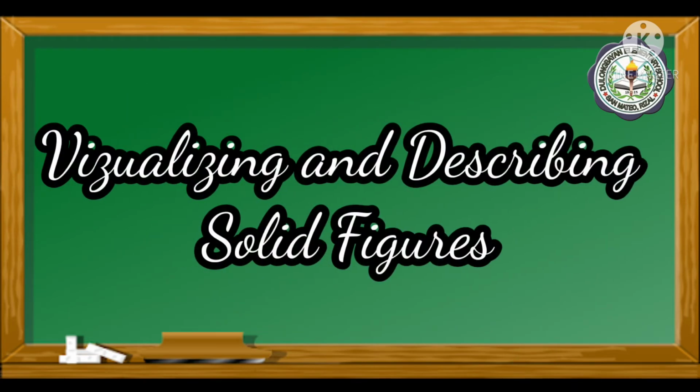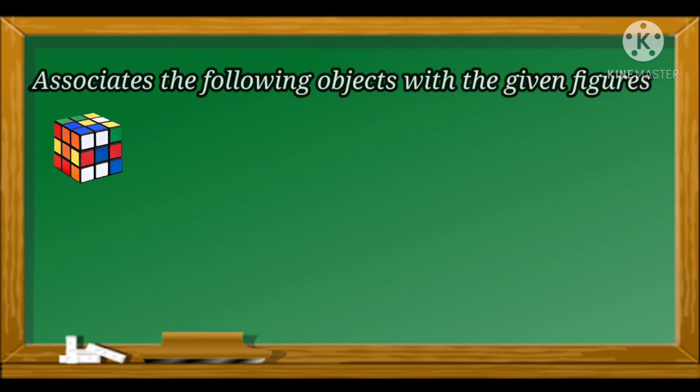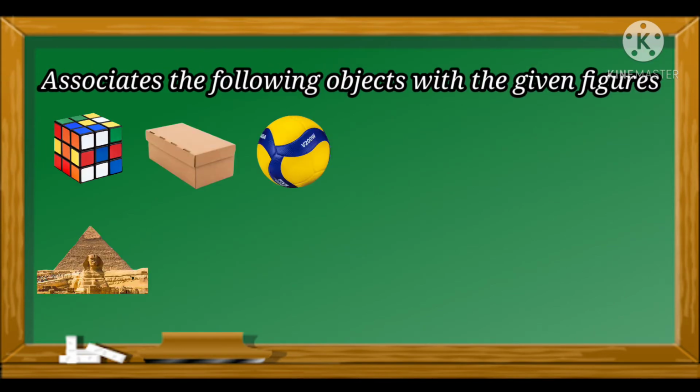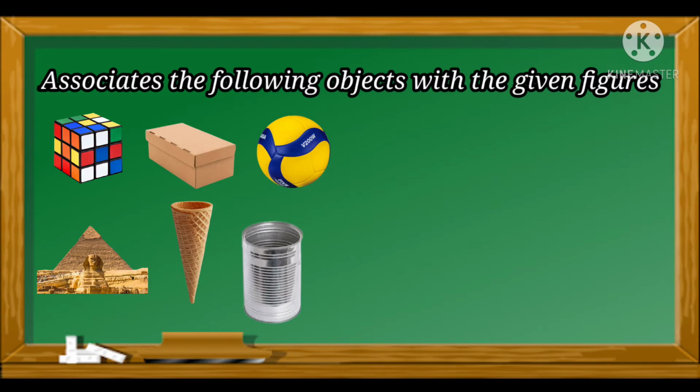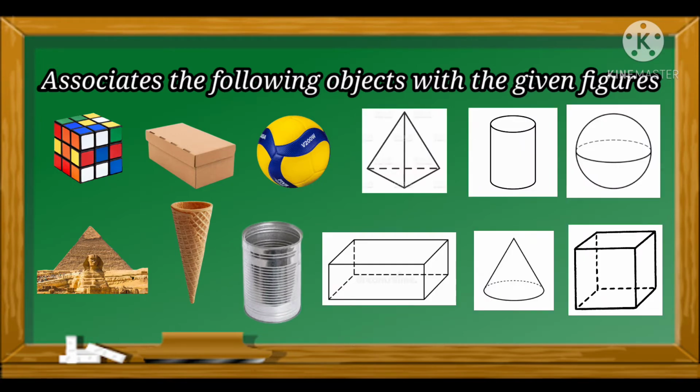Our lesson for today is all about visualizing and describing solid figures. Let us associate the following objects with the given solid figures. These are the proper association of the objects and the solid figures that correspond to them.